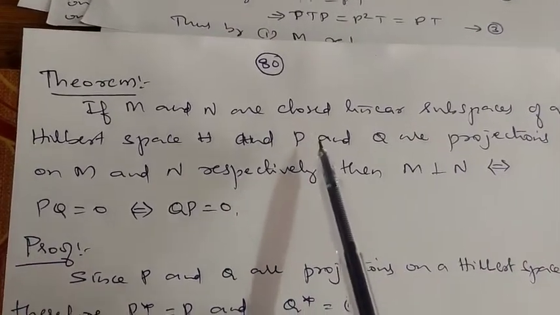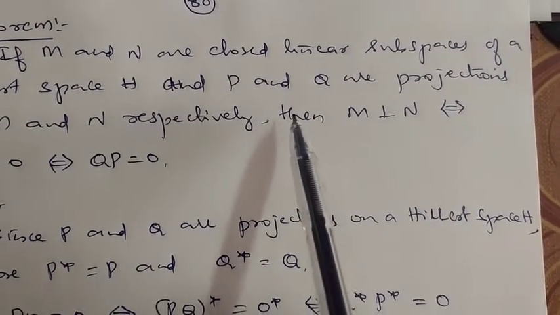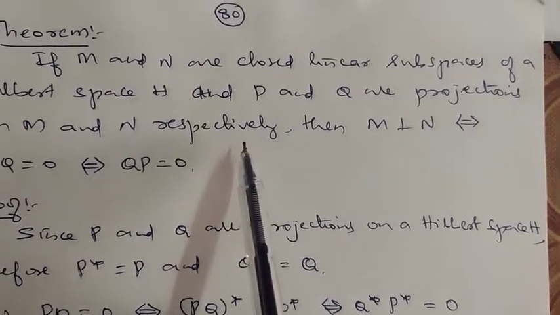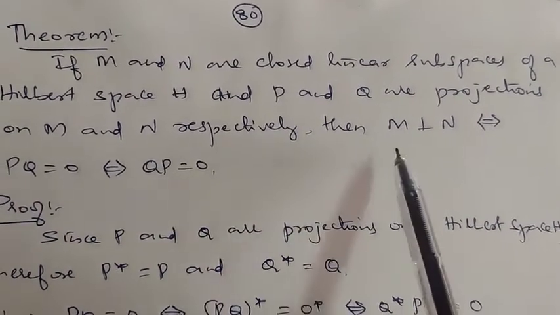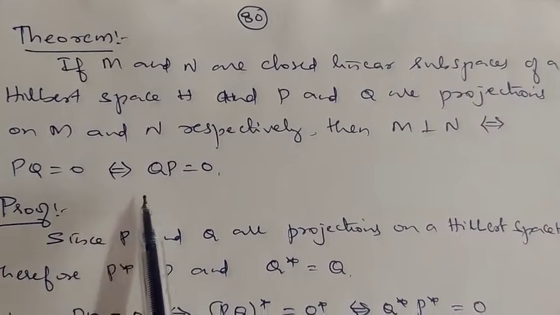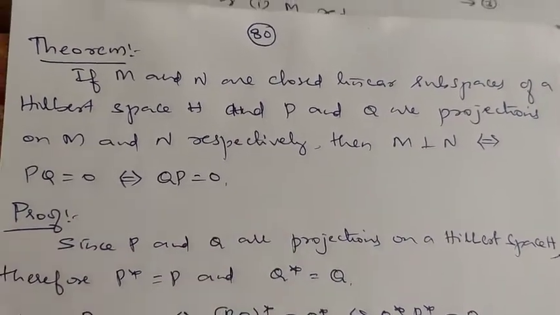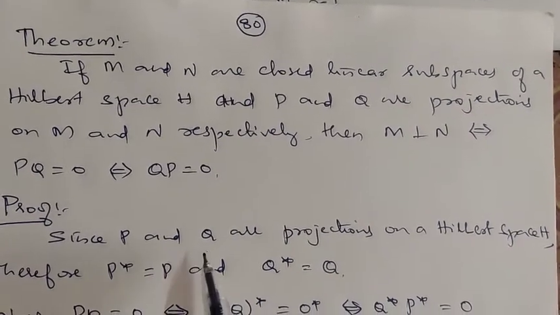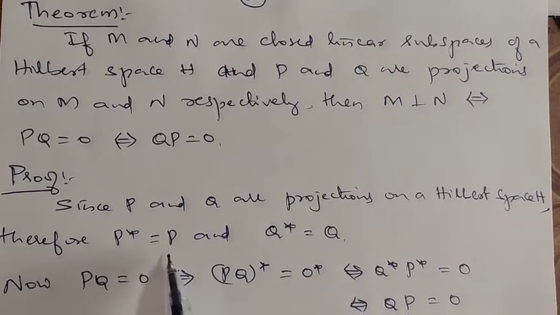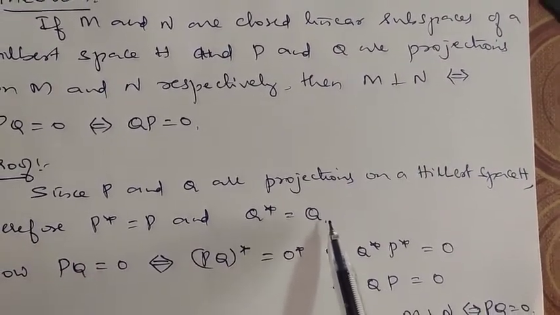Suppose M and N are closed linear subspaces of a Hilbert space H, and P and Q are projections on M and N respectively. Then M is orthogonal to N if and only if PQ is 0, if and only if QP is 0. Since P and Q are projections on a Hilbert space H, by definition P star is P, P squared is equal to P, and Q star is Q, and Q squared is also Q.